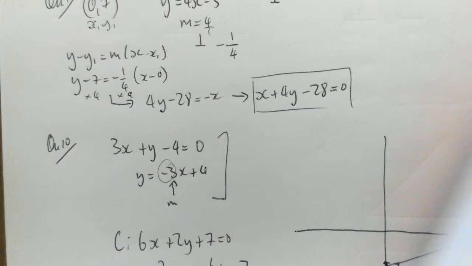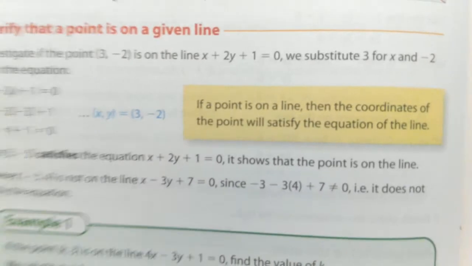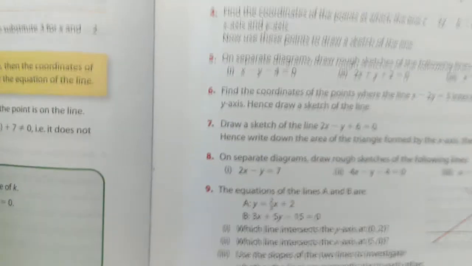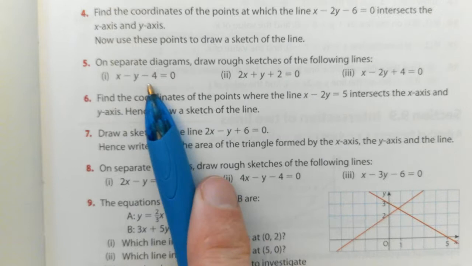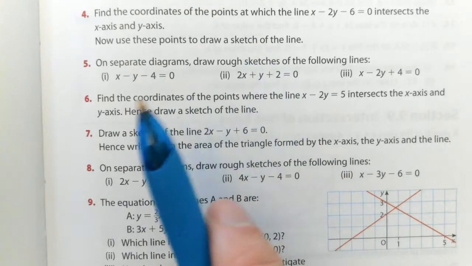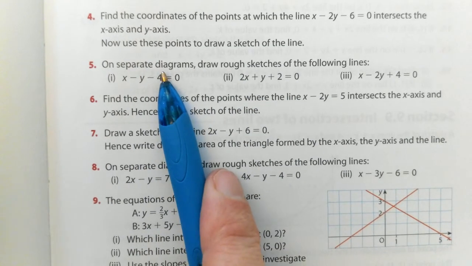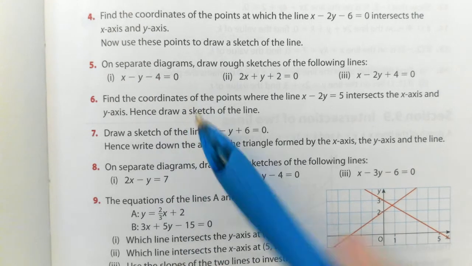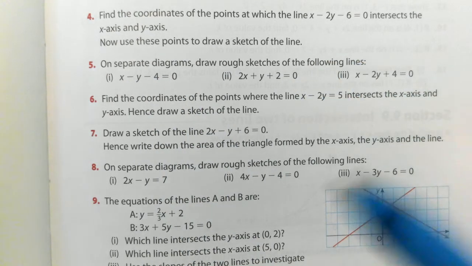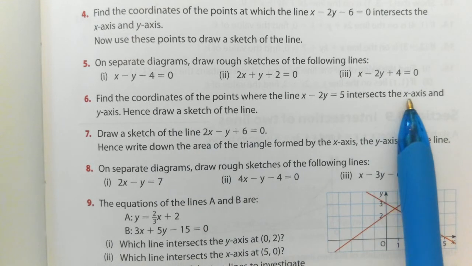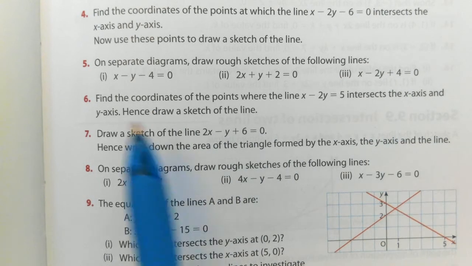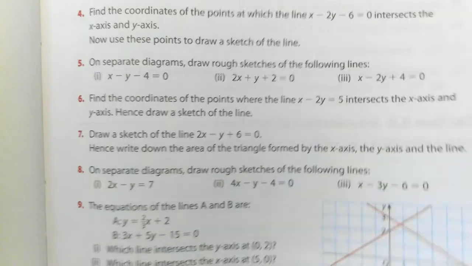Okay, you're also doing questions 5, 6, 10, and 11, so I'll show you. So question 5, you repeat what we did for question 4 for all these, okay? Put x equals 0, put y equals 0, you get 2 coordinates, sketch the graph. And you want it on separate diagrams, so you're getting used to drawing axes as well. Same thing in 6, where it intersects the x-axis is when y is equal to 0, where it intersects the y-axis is when x equals 0, okay?